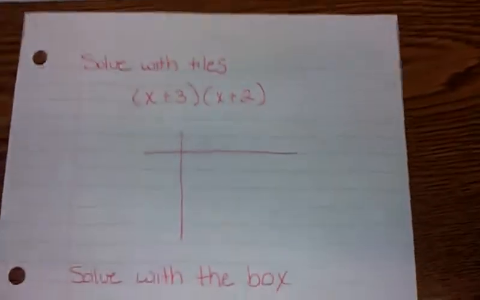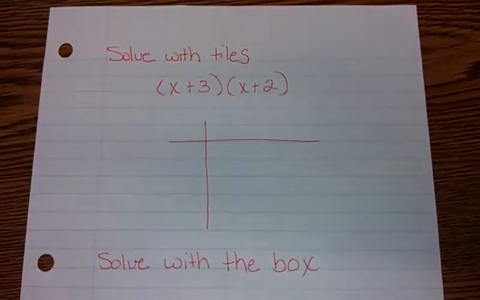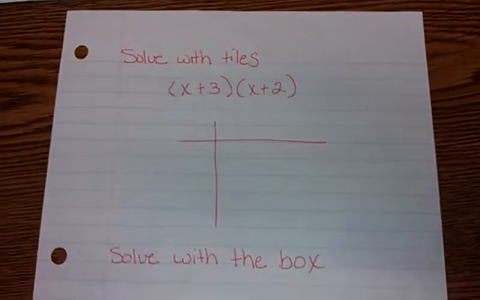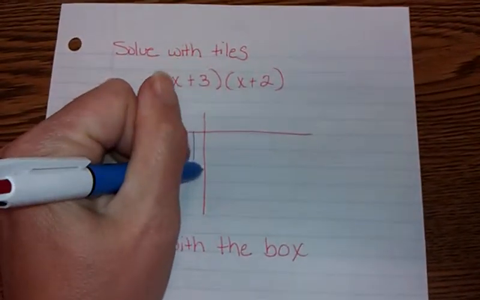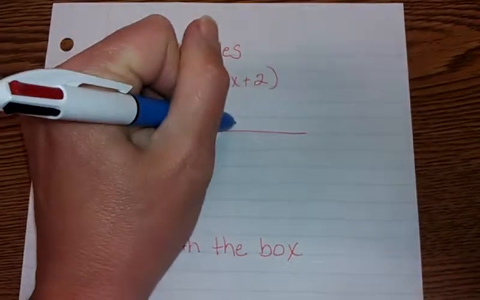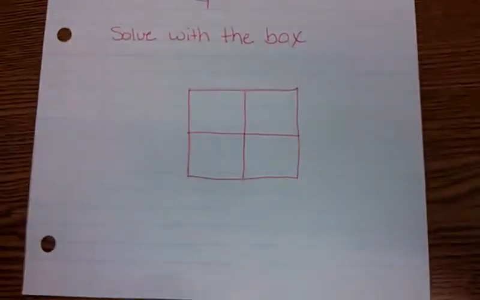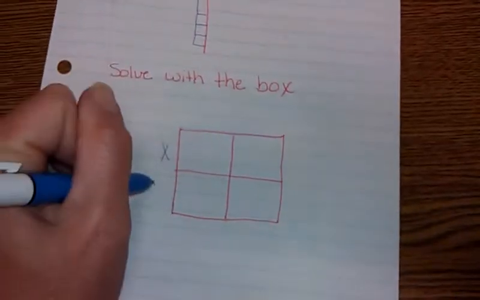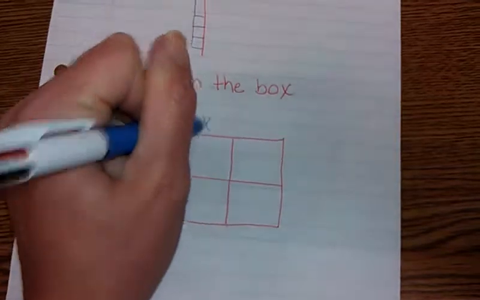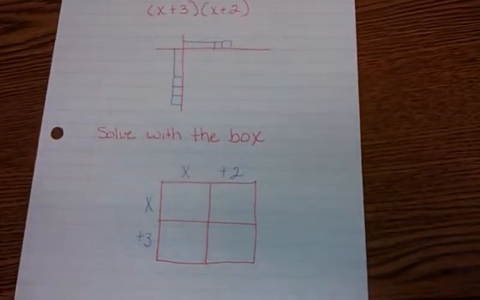One last problem. Right here, let's do this problem with the tiles and with the box, and then come back and see how you did. X plus 3, x plus 2. Well, in the box, I would put x plus 3 and x plus 2. There are my factors. They go around on the outside.